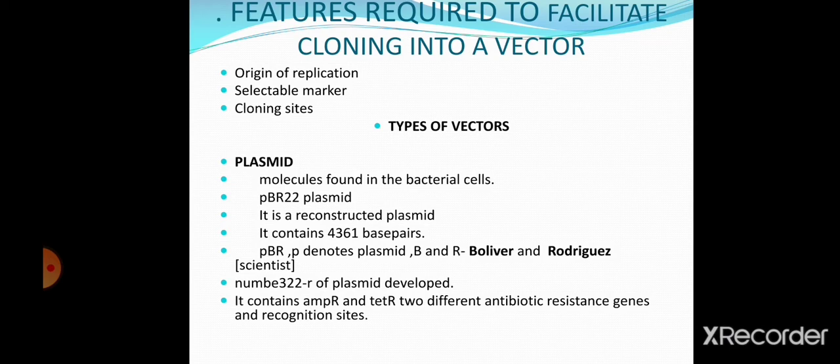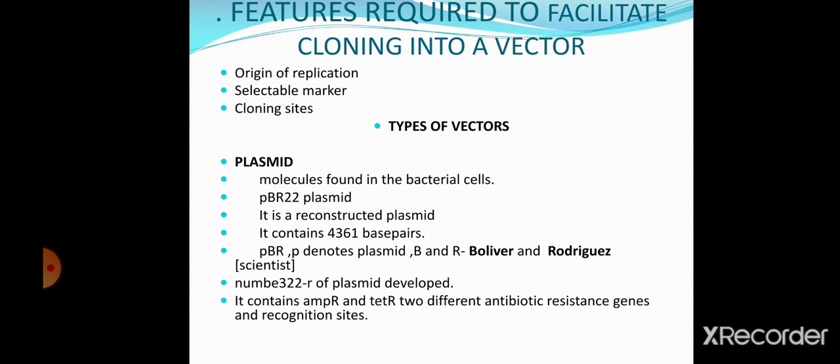A piece of DNA when linked to this sequence can be made to replicate within the host cell. So first it will check the sequence from where the replication starts. When this sequence recognizes the piece of DNA linked to it, the DNA can be made to replicate, making a copy within the host cell. This is called the origin of replication.